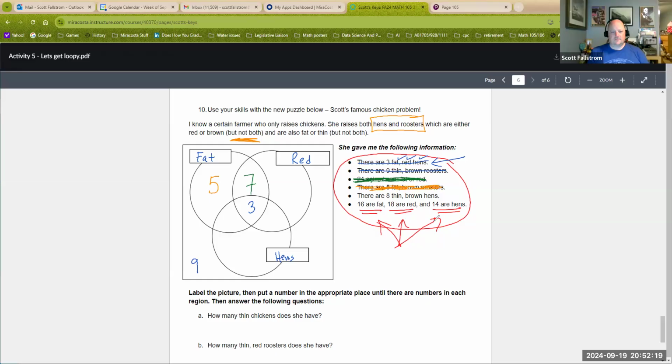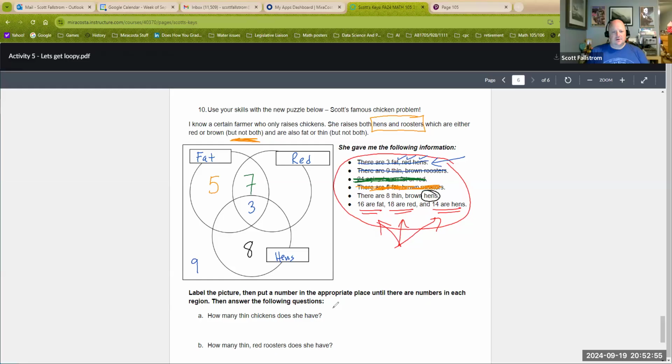What comes next? All right, so there are 8 thin brown hens. Okay, where's that gonna go? So that's gonna have to go in the hen circle only, because they're not red and they're not fat. Yeah. So outside of fat, outside of red, but inside of hens. And what number do I put? 8. Is that where you were thinking? Yes. Okay.